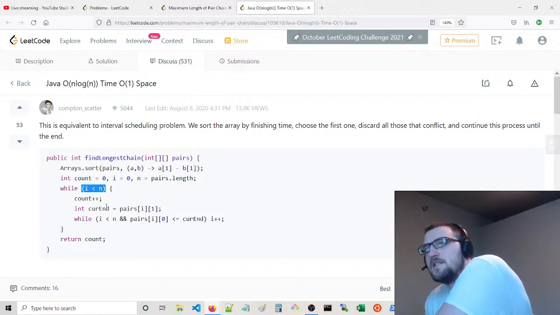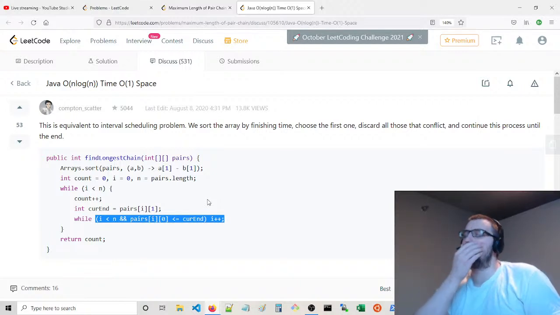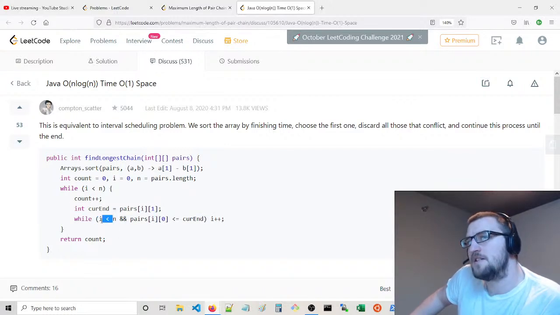Alright, so while i is less than n, increment the count. Current end is pairs of i, 1. Sure. i starts off at 0. While i is less than n, and pairs of i, 0 is less than current end, increment i. The ones that conflict, oh, right, I see. While i is less than n, these are the ones that conflict, you just skip them.